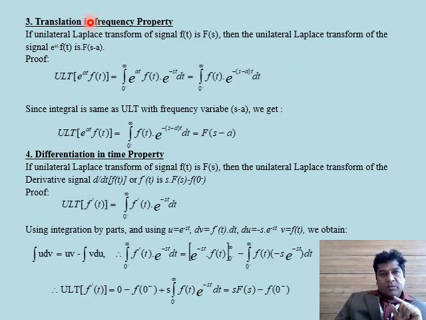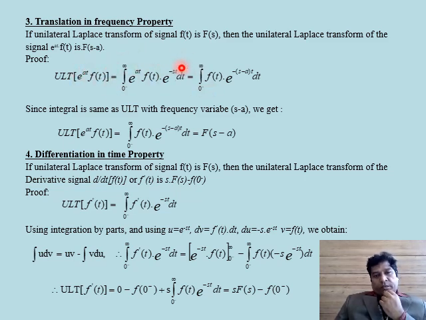Next we are going to discuss the translation in frequency property. So we take the signal e power at f of t. For that, the Laplace transform will be F of s minus a. So the proof is straightforward. We'll substitute e power at f of t into this formula.